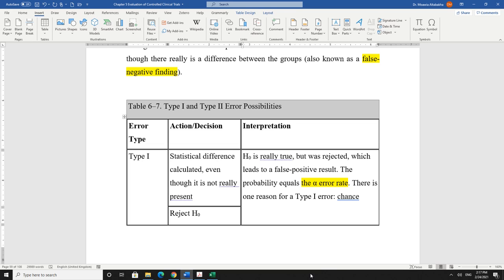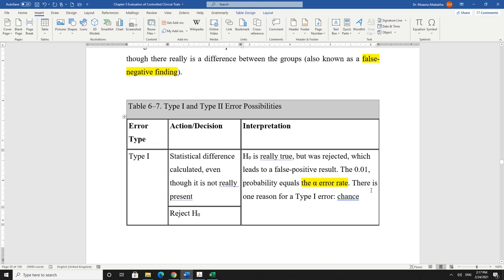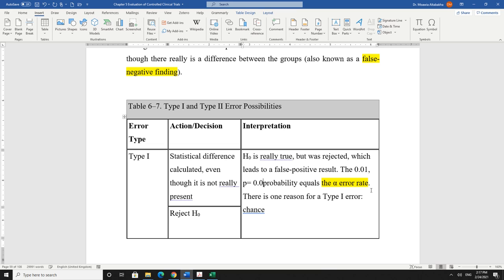But the problem is, if they do that and they did not find a significant difference, it is possible that there is a significant difference, but they were not able to find it because of their very strict measure for alpha. So if they say 0.01, and then when they looked at the results, they got a p-value of 0.02. Normally this should be significant, but because they put their alpha as 0.01, they were not able to say there is a significant difference, while in reality there is a significant difference. That's why 0.05 is the most commonly used one.